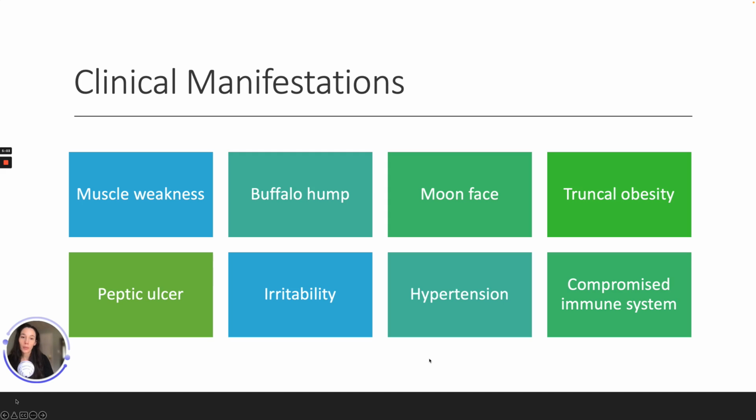You can also see peptic ulcers resulting from increased gastric production and pepsin secretion and decreased gastric mucus. You can see irritability and emotionally labile to euphoric behaviors. You can see depression and even psychosis. You can see some hypertension due to sodium and water retention, and you'll see a compromised immune system, which will increase their susceptibility to infection, and this is due to decreased lymphocyte production and suppressed antibody formation.